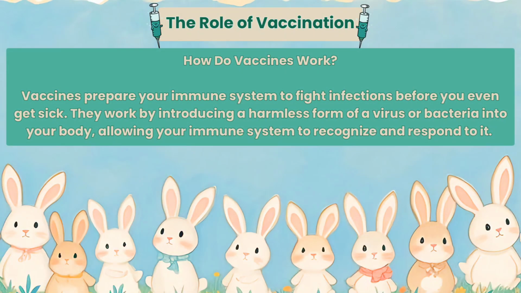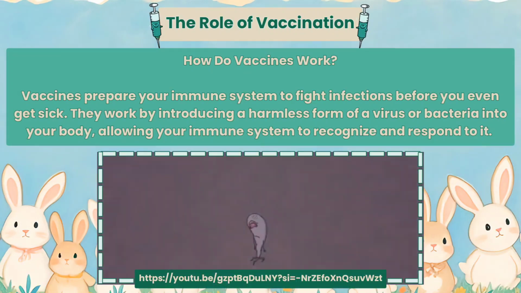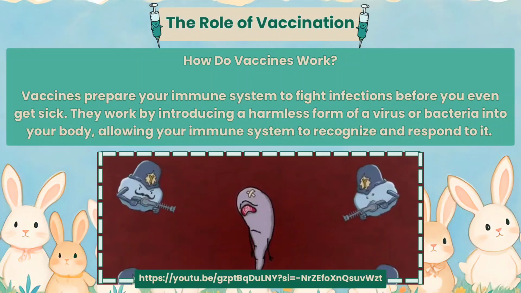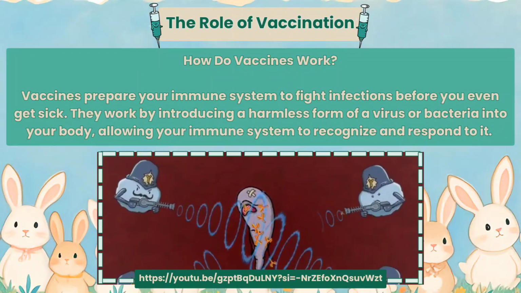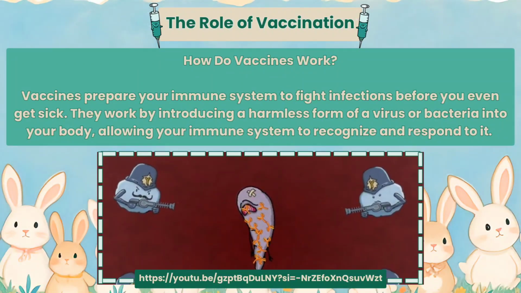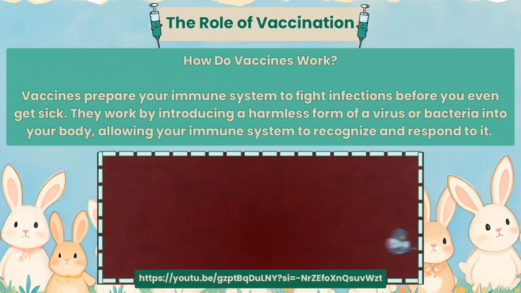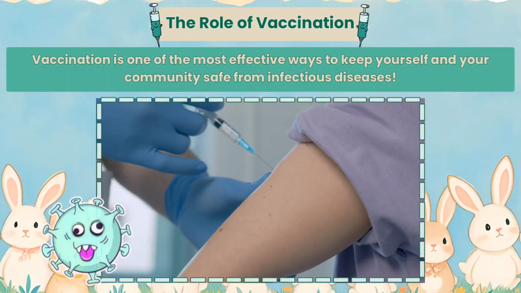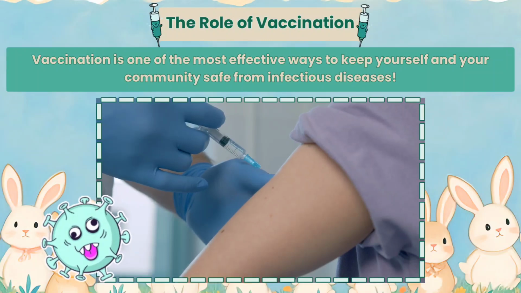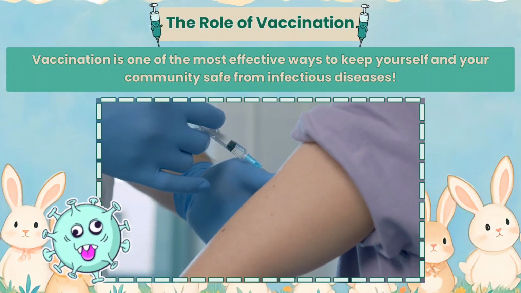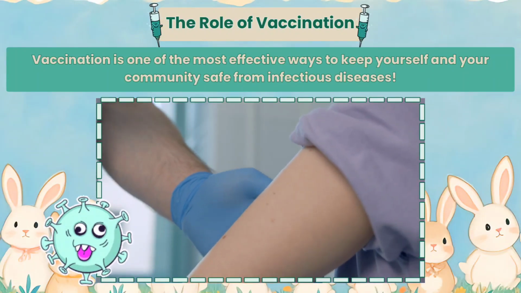How do vaccines work? Vaccines prepare your immune system to fight infections before you even get sick. They work by introducing a harmless form of a virus or bacteria into your body, allowing your immune system to recognize and respond to it. Vaccination is one of the most effective ways to keep yourself and your community safe from infectious diseases.